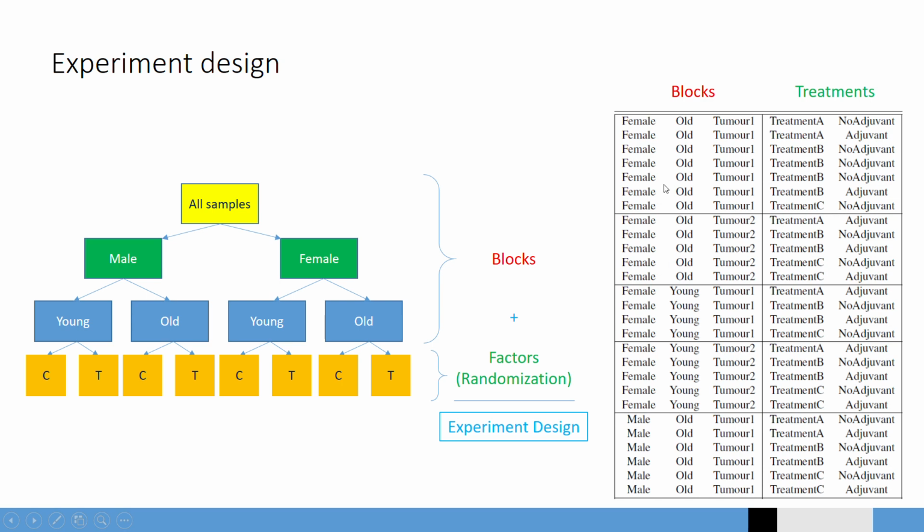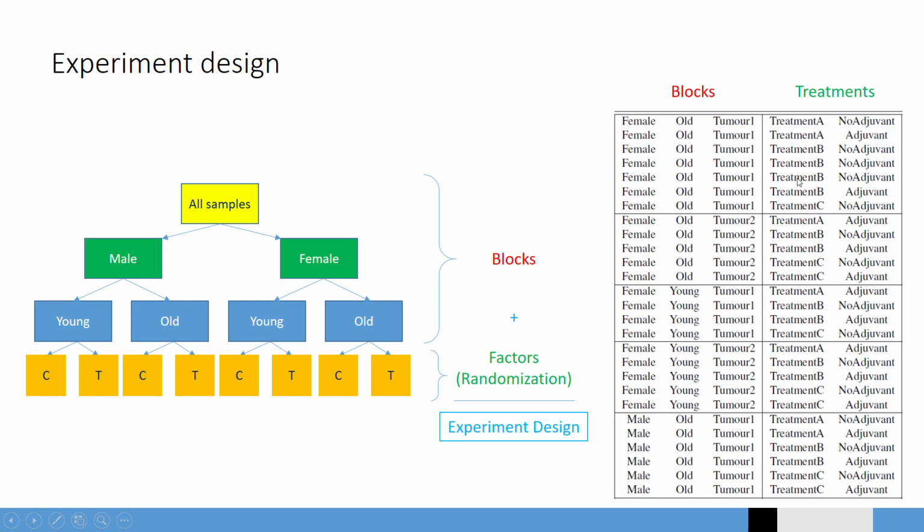So here you have an example of how this looks. Let's say that you have three possible sources of variation in this experiment. We not only have sex and age, but we also have two kinds of tumors. So you have to make homogeneous groups in terms of these three factors. You would have old females with tumor 1, old females with tumor 2, young females with tumor 1, and so on. I'm not showing the full list.